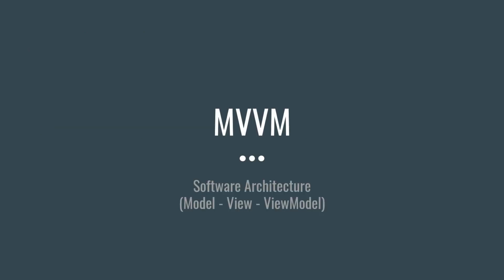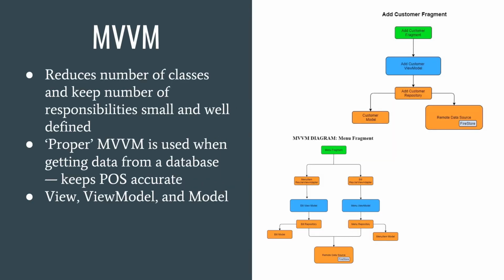The next practice we will be analyzing is MVVM software architecture. MVVM stands for Model View View Model, where we create model classes, view classes, and view model classes. The purpose of MVVM architecture is to reduce the number of classes and keep the number of responsibilities minimal and well-defined. Proper MVVM tends to be used when retrieving data from a database, which we use in our app in order to keep the POS accurate and up-to-date. The images on the right-hand side show how we used MVVM in our Add Customer fragment and menu fragment.